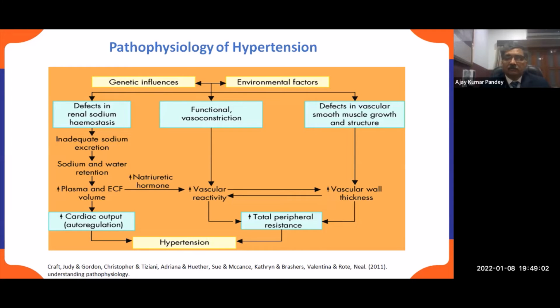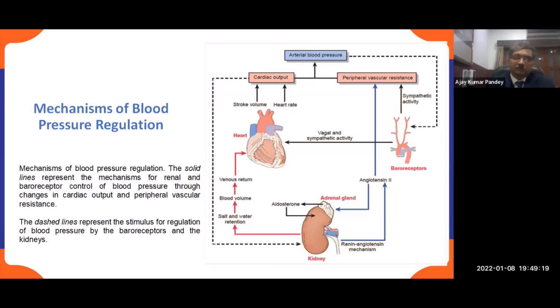And these vascular phenomena lead to increased peripheral resistance. You all must have read from your physiology days that cardiac output and total peripheral resistance are responsible for hypertension. Increased peripheral resistance leads to increased diastolic blood pressure. Increased cardiac output leads to increased systolic blood pressure. So that is the mechanism of blood pressure regulation: peripheral vascular resistance and cardiac output. Different physiological mechanisms are operating. You can go through this busy slide from your MBBS days.